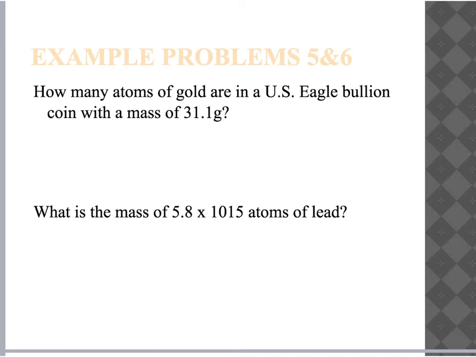Now I'm going to just show you a couple of other example problems before I wrap this up, and then we will discuss this further in class later this week. How many atoms of gold are in a U.S. Eagle bullion coin with a mass of 31.1? So I have 31.1 grams of gold.